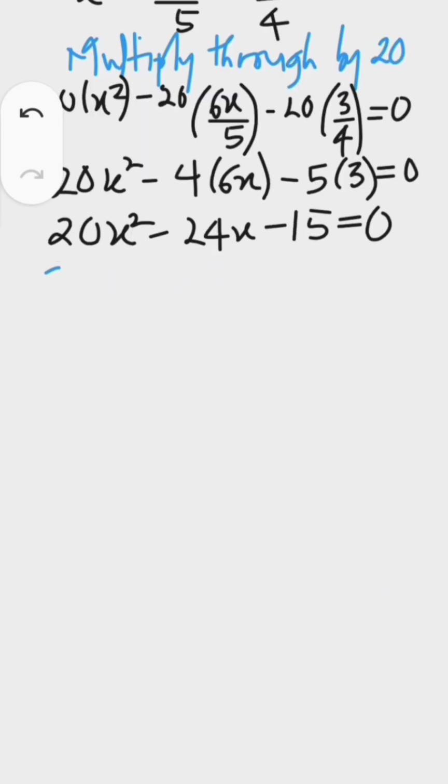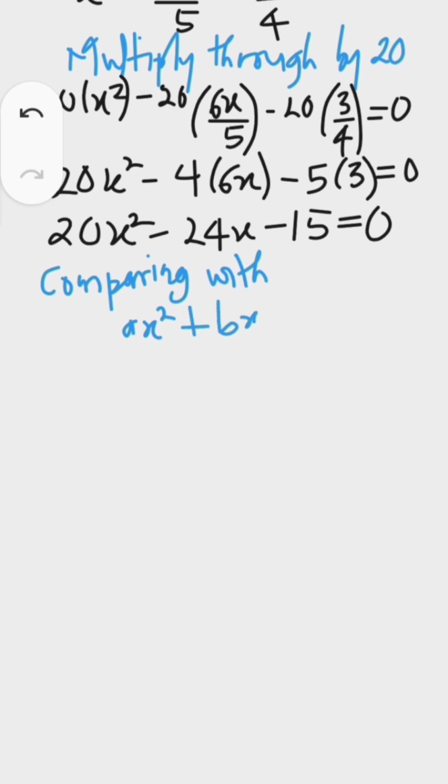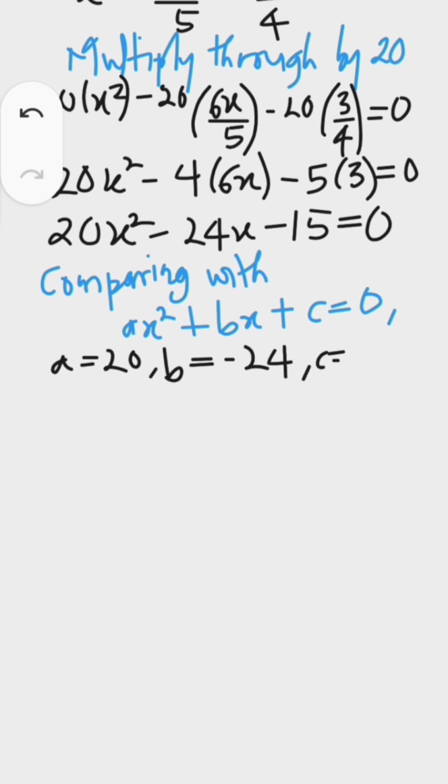So to be able to simplify or evaluate the expression given to us, we will need to compare with the general form or the standard form, which is ax squared plus bx plus c equals 0. So here a is 20, b is negative 24, and c is negative 15.